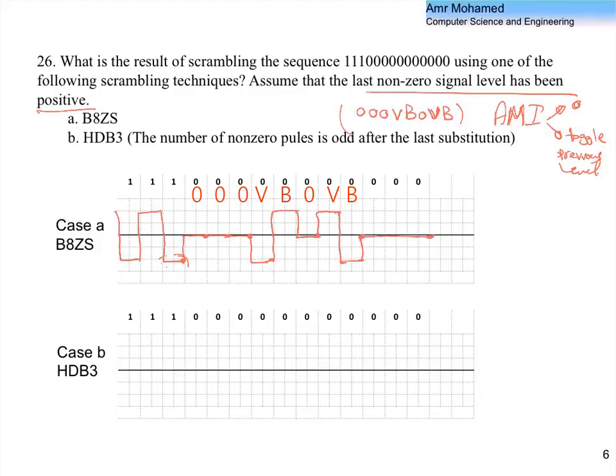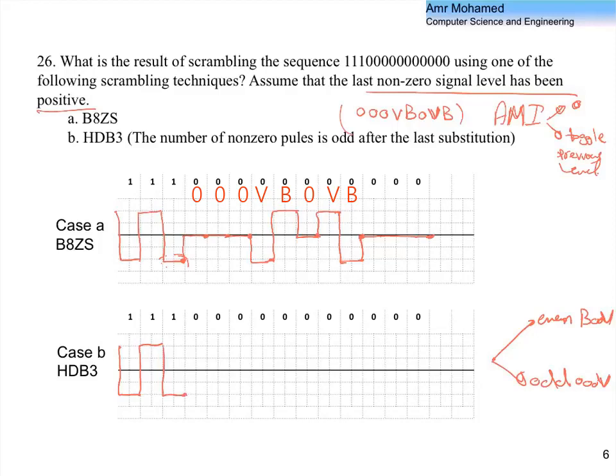For HDB3, we have two cases. For an even number of previous ones, we go B00V. If it's odd, then we go 000V. And we map each 4 bits. Okay, so based on that, we will go again. If it's 1, and it was positive, then we go negative. Then it's 1, we go positive. Then it's 1, we go negative.